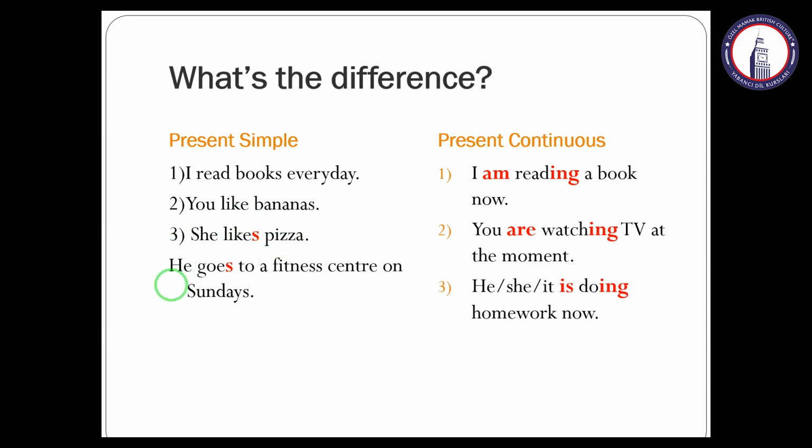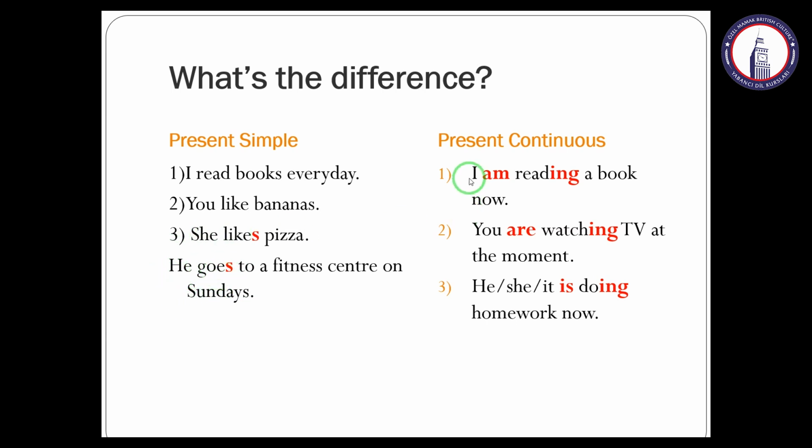And for es, you can say he goes to fitness center on Sundays. As you can see, this is not only one Sunday or two Sundays. It can be so many Sundays. It is something that happens generally, and this es is because of he, which is a third person subject for us, and because of that we use goes.